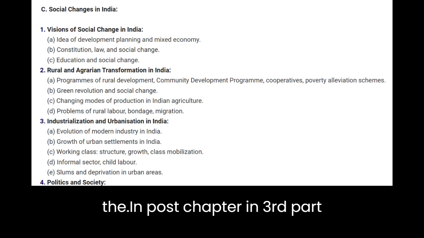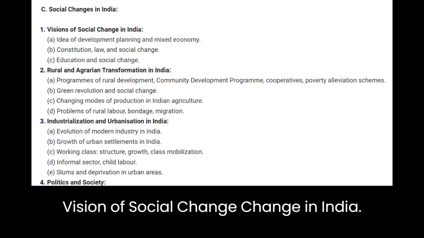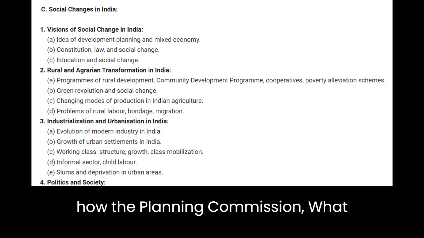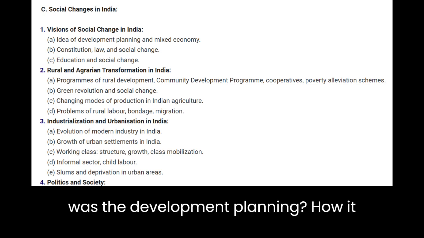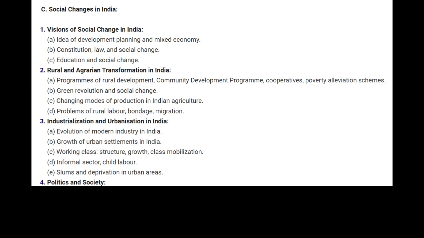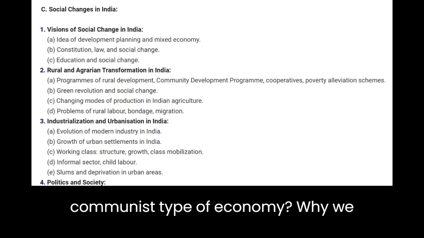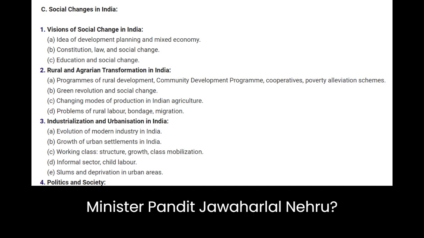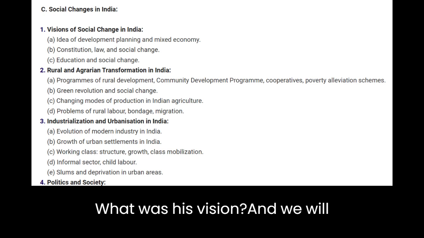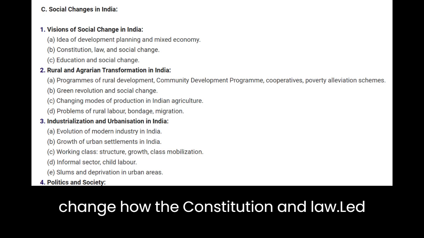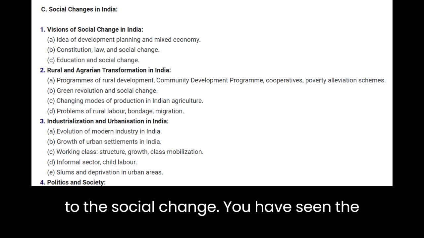We will see in the first chapter, in the third part, the vision of social change in India. After independence, what was the Planning Commission, what was the development planning, how did it work, what was the mixed economy, why did we not choose a capitalist or communist type of economy, why did we choose the mixed economy, what was the vision of then Prime Minister Pandit Jawaharlal Nehru. We will see the constitution, law and social change, how the constitution and law led to social change.